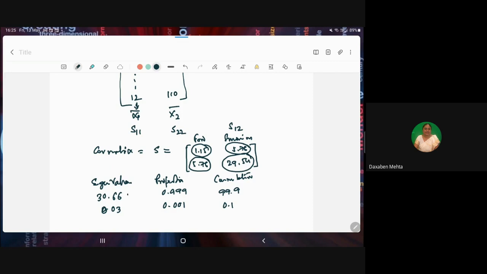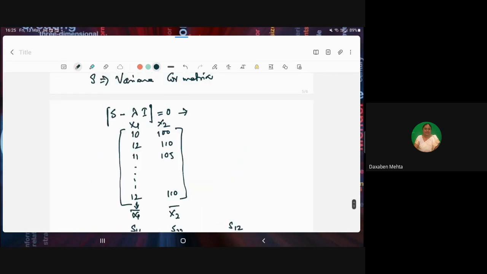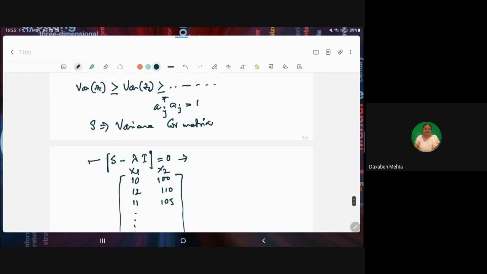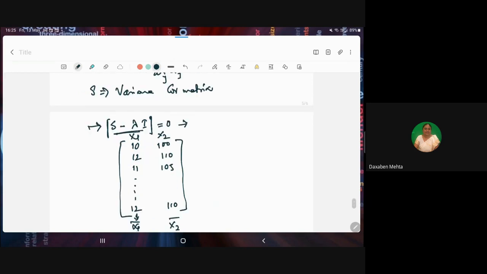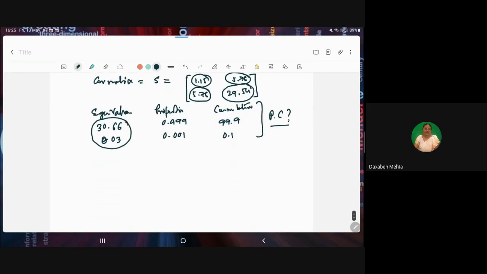So how do these two values come about? Look at this. What are the principal components actually? How is this derived? I told you earlier that the important thing is the determinant of the covariance matrix minus lambda I, where lambda is the eigenvalues. So how is it estimated? I am going to show you.